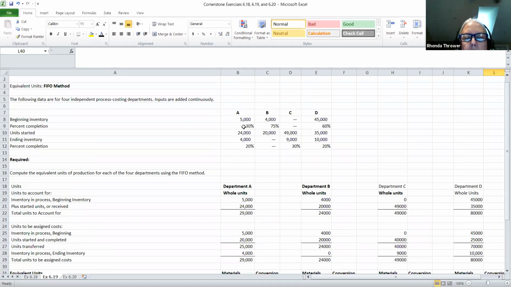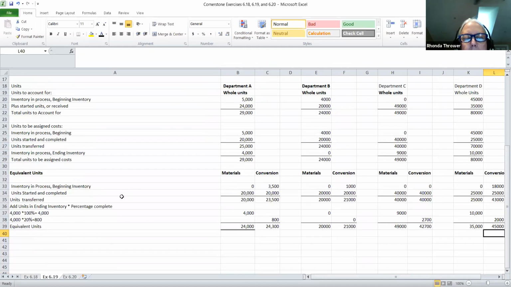So what you're going to have to do is take the complement of 30%, which is 70%, and multiply it by 5,000 to get 3,500 units. So 3,500 units is the complement of what you finished last period. Our units started and completed come straight off of the whole units here. You just bring it down. And then we'll calculate our units transferred by adding these two together. The beginning inventory plus what we started and completed together are the units transferred.